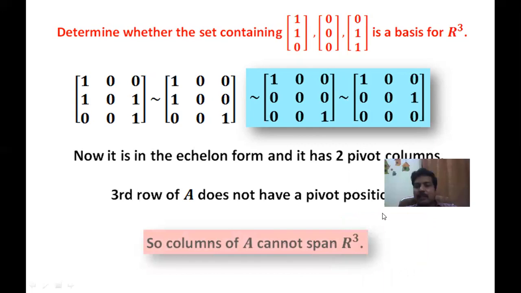So the columns of A cannot span R3 since this is equivalent to the given matrix. Since we are performing only elementary row operations, the dependence relation will hold. The same dependence relation will hold in A also. So if we cannot produce all the elements of R3 using this matrix, we can't produce all the elements of R3 using the vectors in A also. So columns of A cannot span R3.